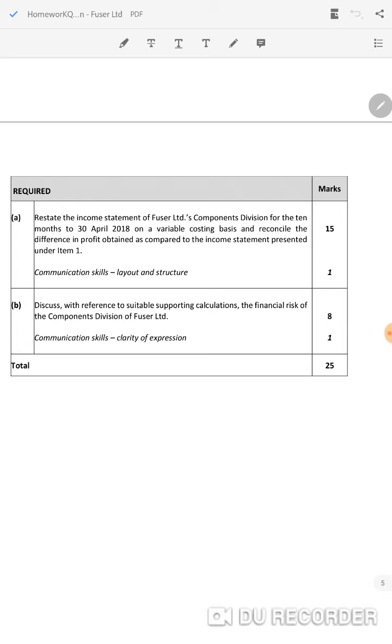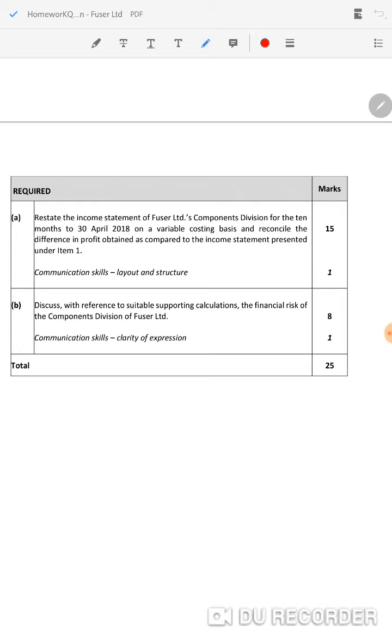So we're going to start off with required A. Required A asked you to restate the income statement of Fuser Limited's component division for the 10 months to 30 April 2018 on a variable costing basis, and to reconcile the difference in profit obtained as compared to the income statement presented under item 1.